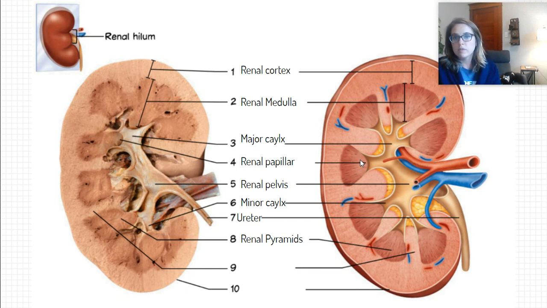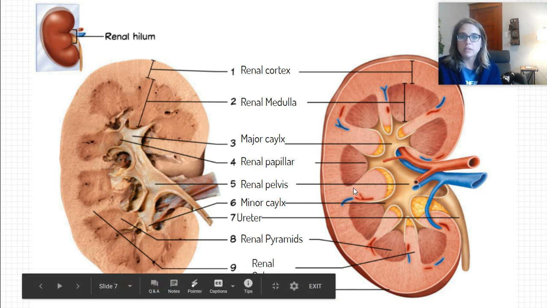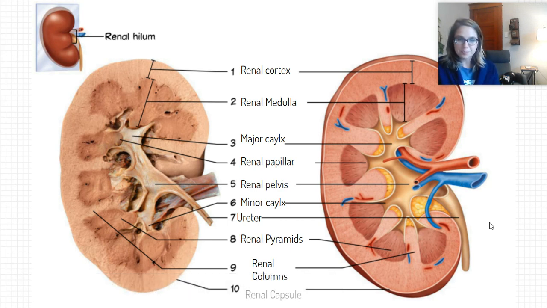This is sort of a region where a lot of the filtering is happening, where our nephrons are located. The renal columns are these areas in between the renal pyramids, and there's blood vessels that you would find in there. And then the renal capsule is what we call the external portion of our kidney, so the outer parts of the kidney.